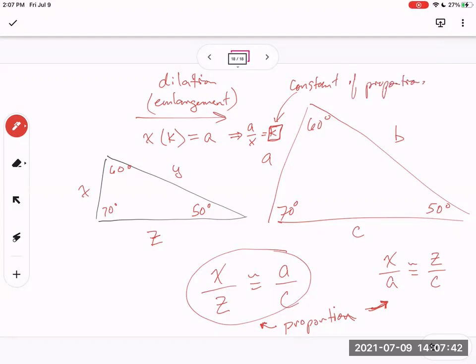You understand? Yeah, I understand. That's the constant of proportionality. And it's the same constant as I would get if I took B and divided it by Y. That's the same K. And it's the same constant I would get if I took C and divided it by Z. That's the same constant of proportionality. So if the angles are all the same, the ratios are always equal.